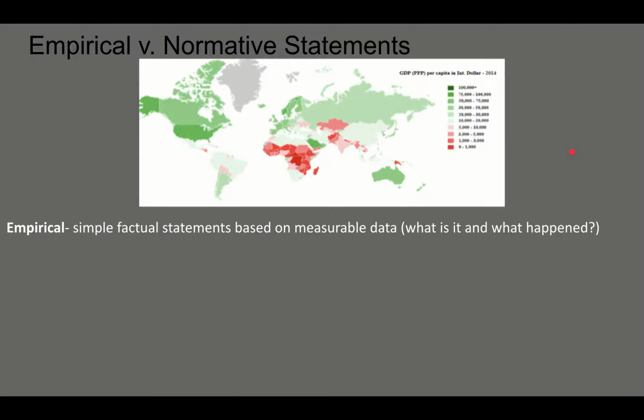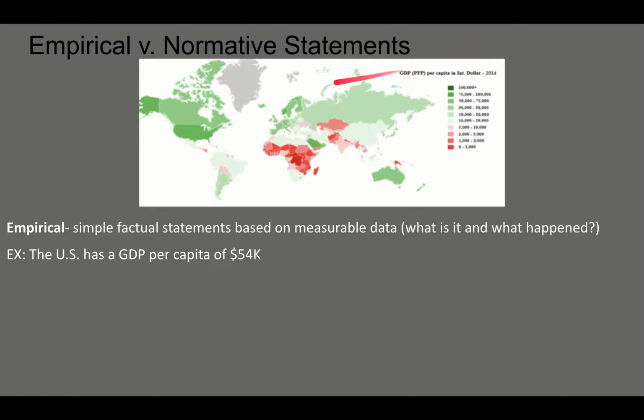An empirical statement is one that is steeped in facts. It's all about facts that you can measure with data from charts and graphs. You're telling us the truth, not putting any kind of judgment on your statement. You're just saying the U.S. has a GDP per capita of $54,000 per person. That's a fact, and that's not a judgment.